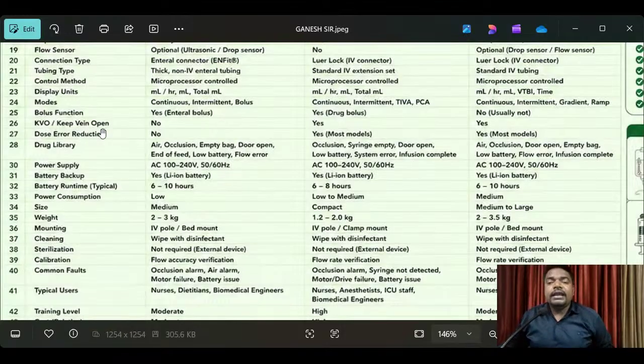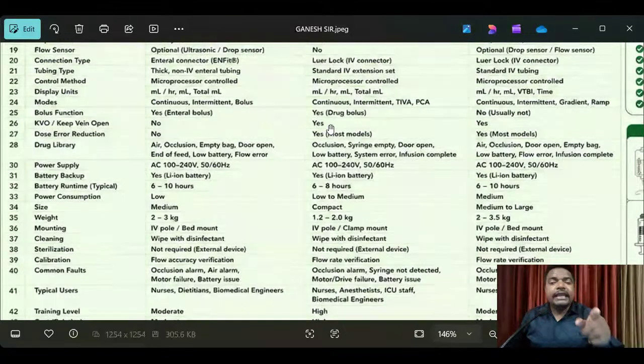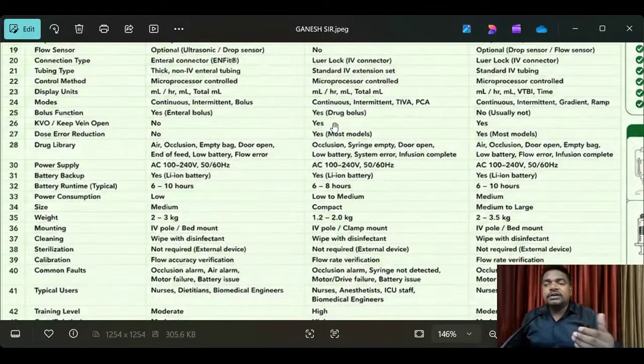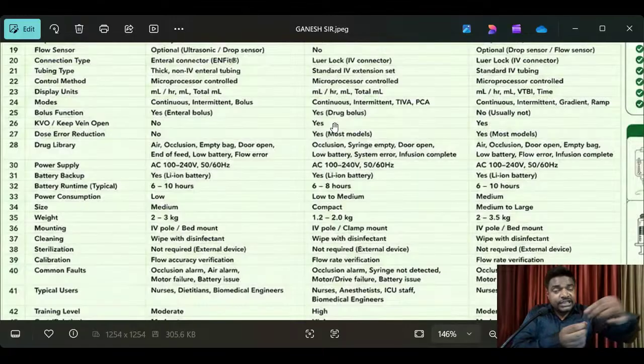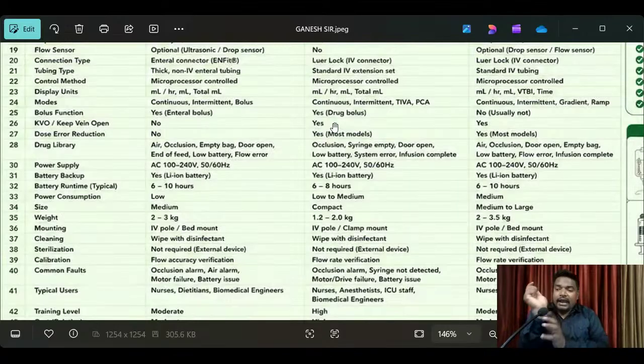So KVO, keep vein open, is not available in the feeding pump. For the syringe pump, yes, the IV line is available, so keep vein open applies. Why? Because the syringe connects to the patient through an IV line, and the IV line will be kept there. This job is done by the nursing staff, but we have to know.